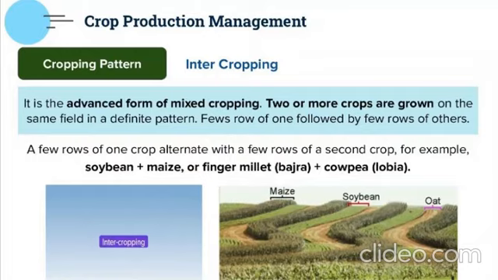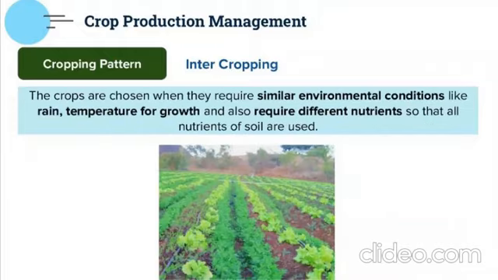Next is intercropping. Intercropping is an advanced form of mixed cropping because here also two or more crops are grown, but in a definite pattern. A few rows of one crop, then a few rows of some other crop. For example, this dark green is for maize, then the light green is for soybean, then the grayish is for oats. In that fashion, we grow three different types of crops alternately. For example, soybean plus maize, or finger millet plus cowpea.